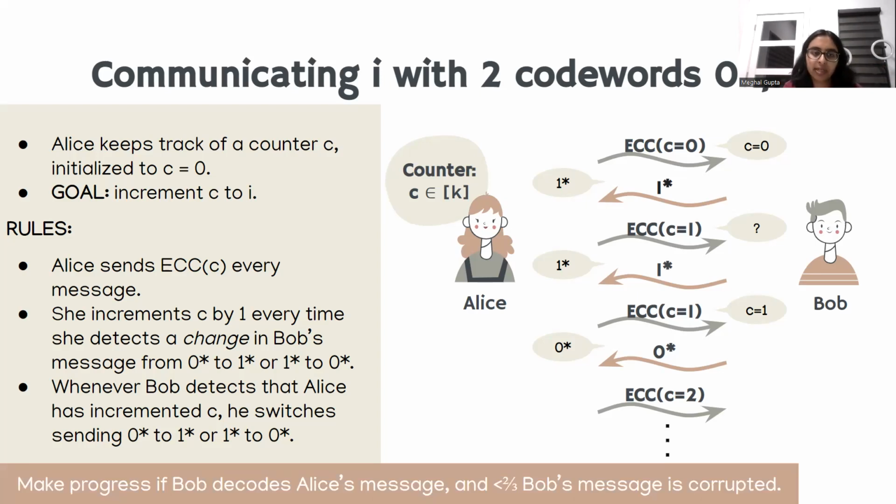The ultimate point of this is that Alice and Bob will make progress towards their shared goal of Alice learning I if, in a chunk, Bob is able to uniquely decode Alice's message, and then Alice is able to uniquely decode Bob's message. The second condition, Bob decoding Alice's message, requires less than 2/3 of Bob's message being corrupted, which is better than the original 1/2 that we had.